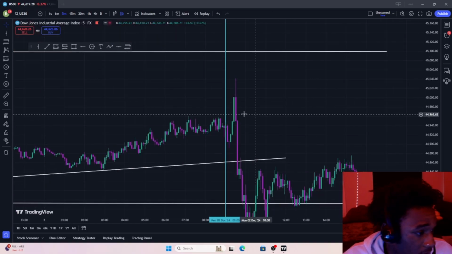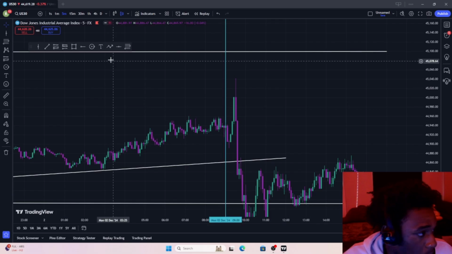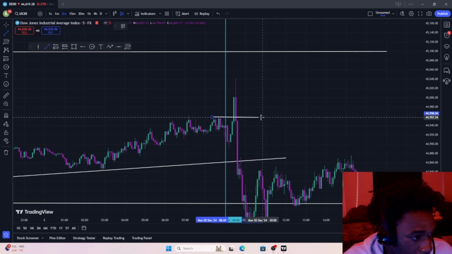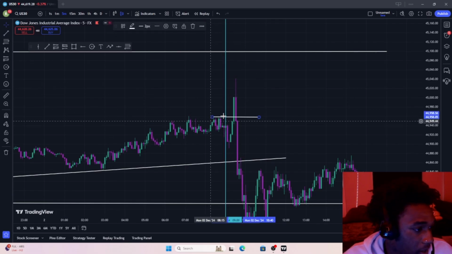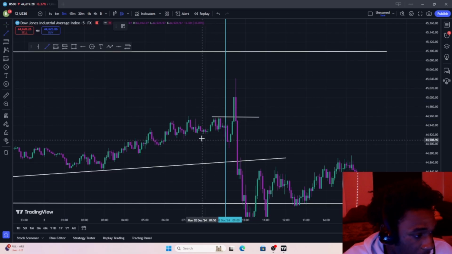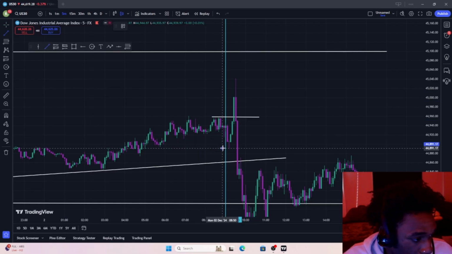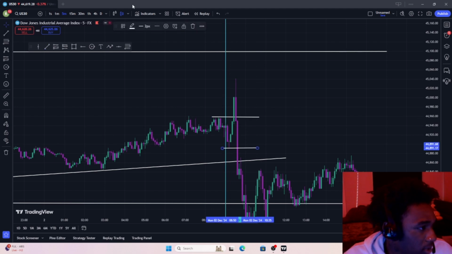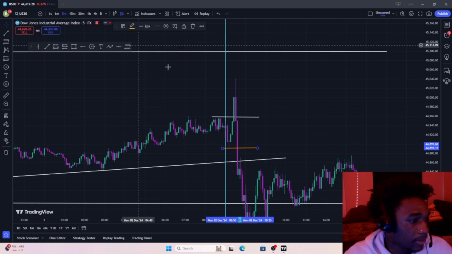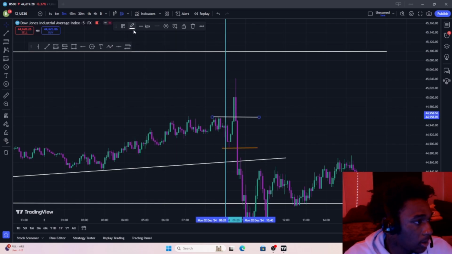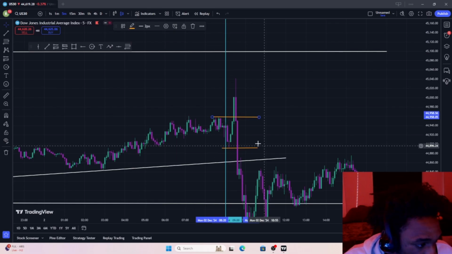Since we came into the market at 9 a.m., we have resistance right here. This high wasn't created yet. We have resistance right here, and we have a support zone right here that price created just before market open. I'm going to change these to different colors so you can see it better and don't get mixed up. So we have resistance, we have support.